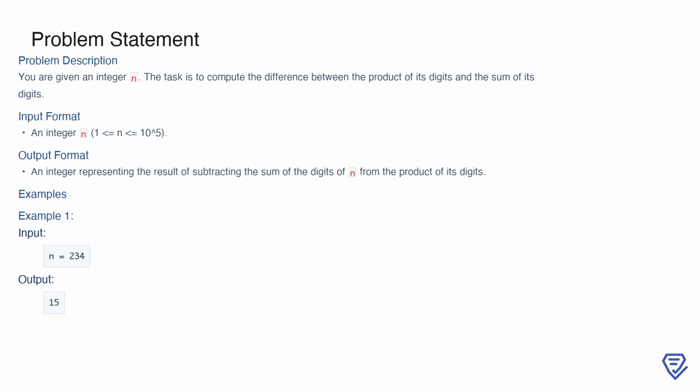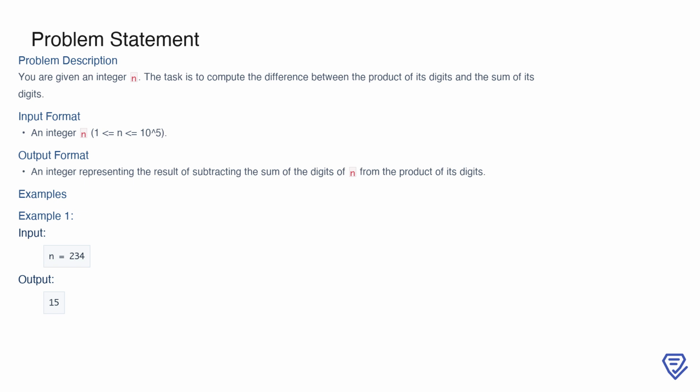and the sum of its digits. Essentially, you take all the digits that make up the number, multiply them together to get the product, and then add them together to get the sum. Finally, you subtract the sum from the product to get the result. For instance, if the number is 234, the product of its digits would be 2 times 3 times 4, and the sum would be 2 plus 3 plus 4.